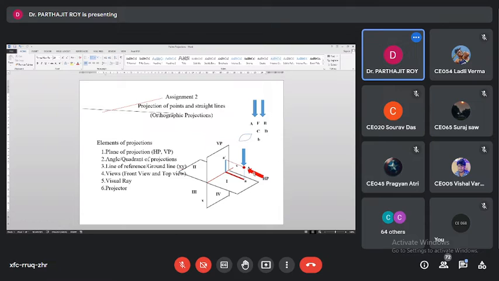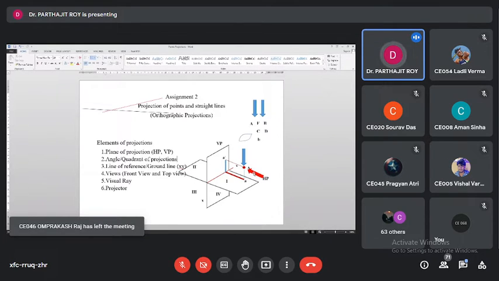Yes sir. Okay. So we assume that the visual ray connecting my eye, the point, and its extension up to the plane of projection is perpendicular to the plane of projection, isn't it? Yes or no?